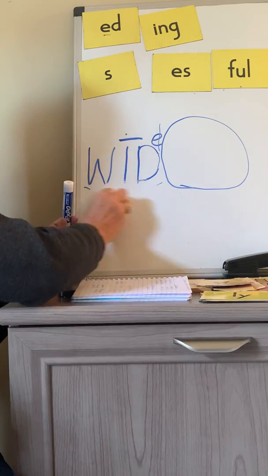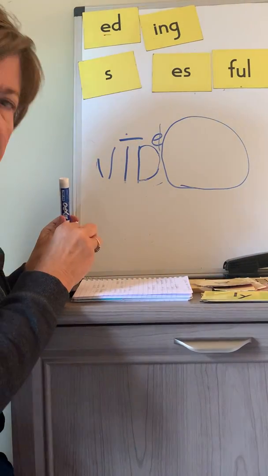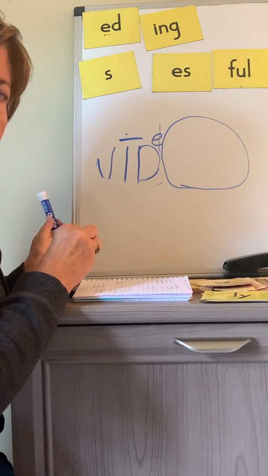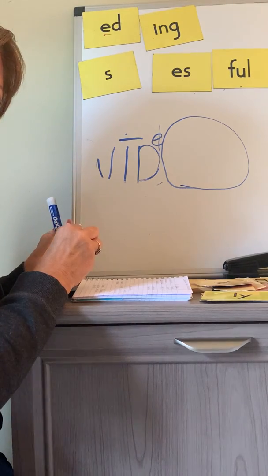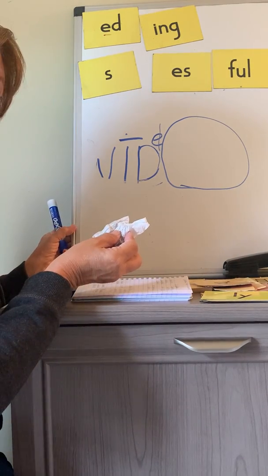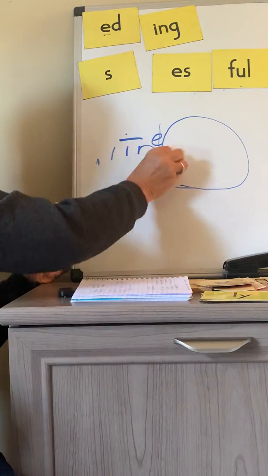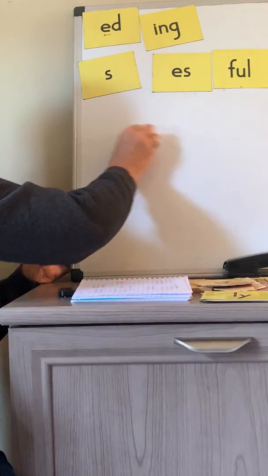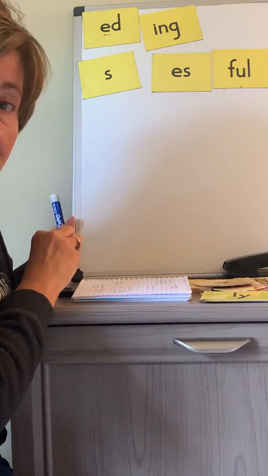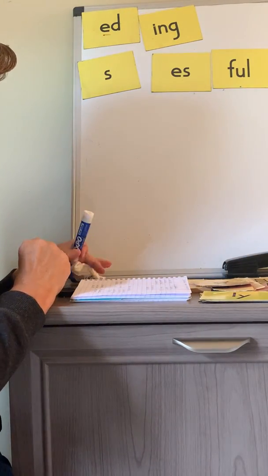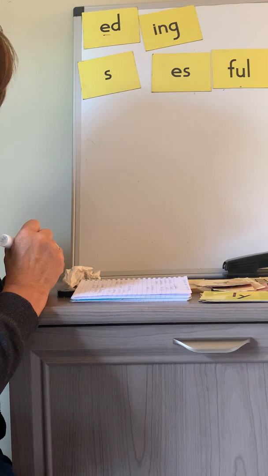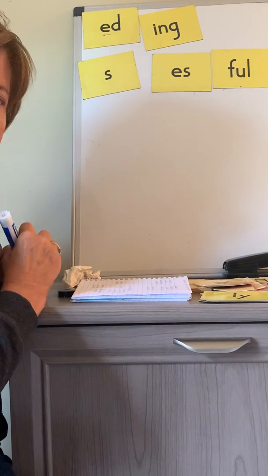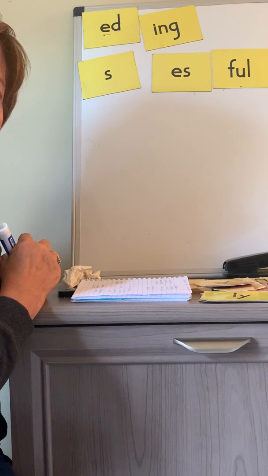Let's do another. Your word is dusted. Mom dusted the furniture yesterday, or Dad dusted the furniture yesterday. Or maybe you dusted the furniture yesterday. Anyway, the word is dusted. Okay, let's check. Dusted. Does dusted have a suffix?